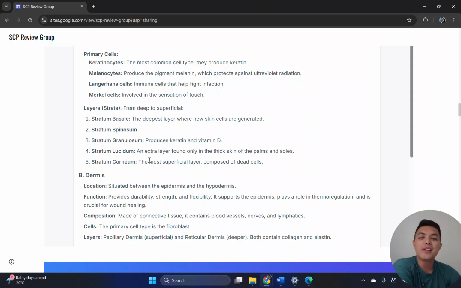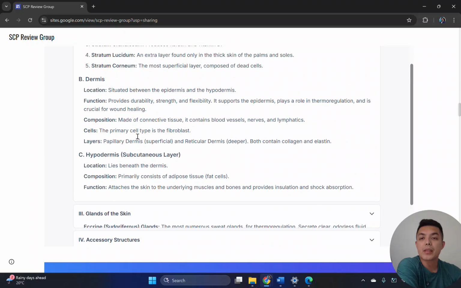Stratum corneum, the most superficial layer, composed of dead cells. Stratum lucidum, an extra layer found only in the thick skin of the palms and soles. And stratum granulosum produces keratin and vitamin D. Next is stratum spinosum, and the last one is stratum basale, the deepest layer where new skin cells are generated. So from deep to superficial, from there to there.